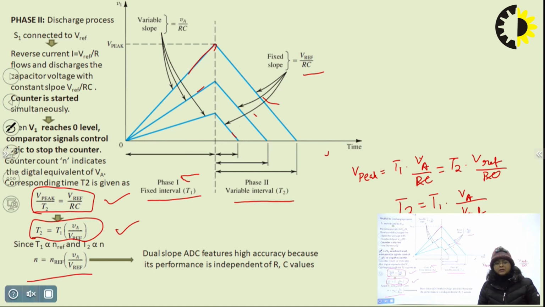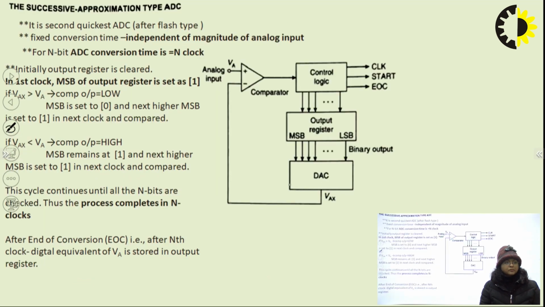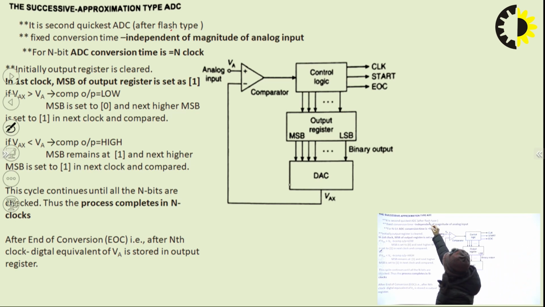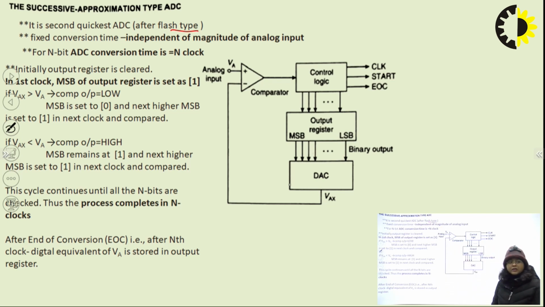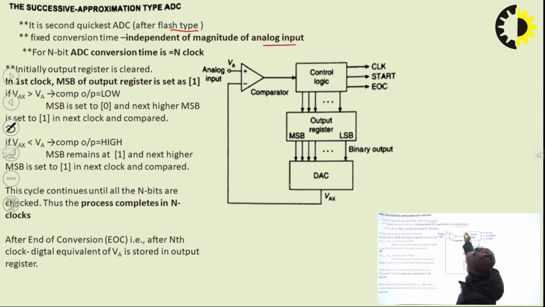So the dual slope ADC is also used to convert analog to digital, and it is highly accurate because its performance is dependent on RC values. Next is the successive approximation ADC. It is the second quickest A to D converter after the flash type, and it has a fixed conversion time independent of the magnitude of the analog input. For an n-bit ADC, it requires only n clock cycles.